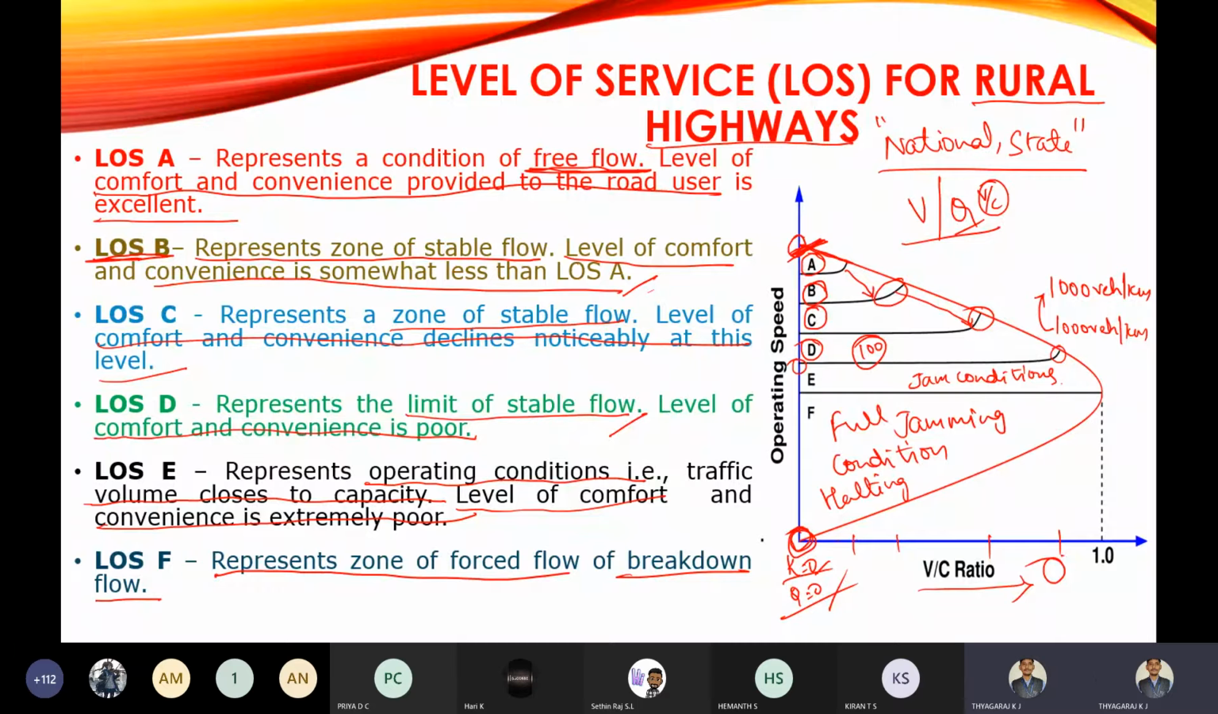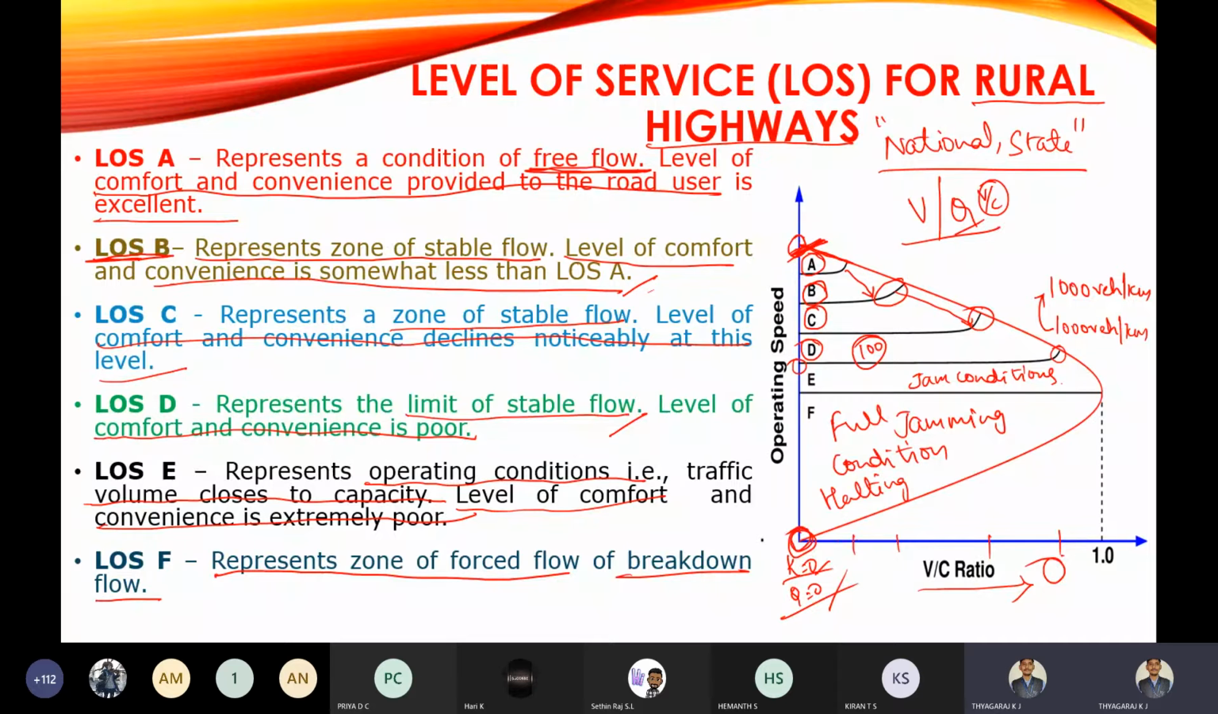So level of service represents the comfort and convenience. You keep it in mind. There are 6 types of level of service. A is the free flow, where the level of comfort and convenience is good, or we can say excellent. Then level of service B, zone of stable flow, where the level of comfort and convenience is somewhat less than level of service A.